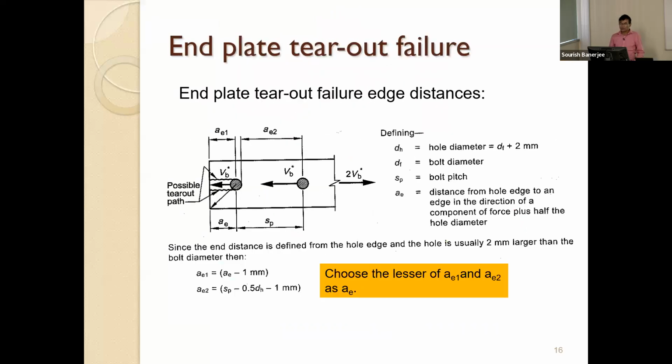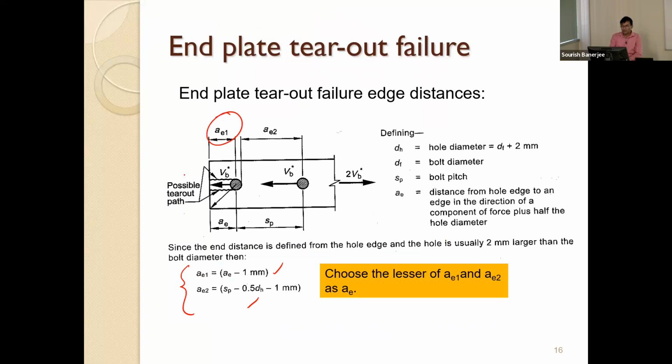Okay. So if you look at this one, end plate tear out failure, you can see this A1 and A2 are given here. Now the minus 1 millimeter is coming from the hole diameter, because the hole diameter is larger than the bolt diameter. That's why this 1 millimeter is here. So A1 is given by this, and A2 is given. You can see this in the figure.